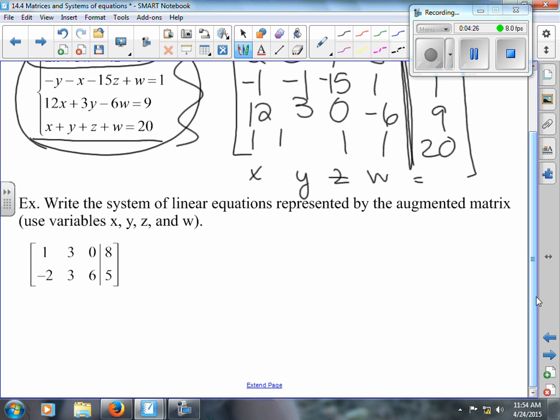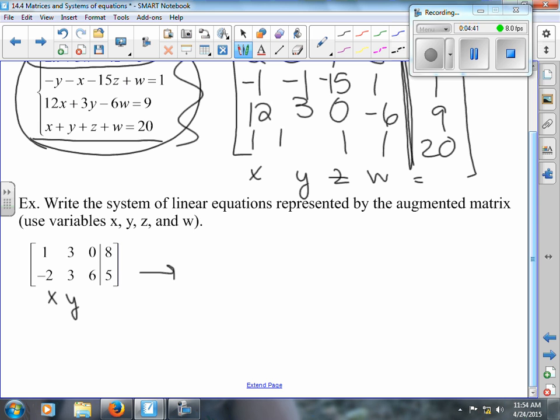Okay? All right. So now let's do the reverse. Here I have a matrix, an augmented matrix, and I want to write this as a system of equations. And so use variables x, y, z, and w.